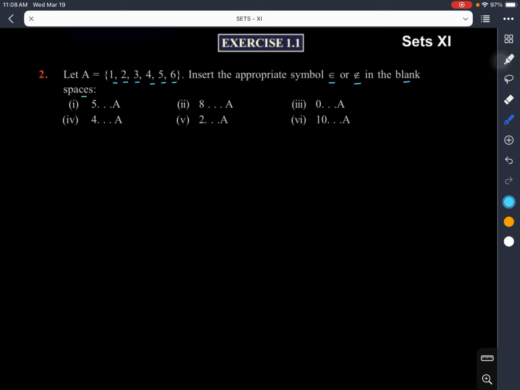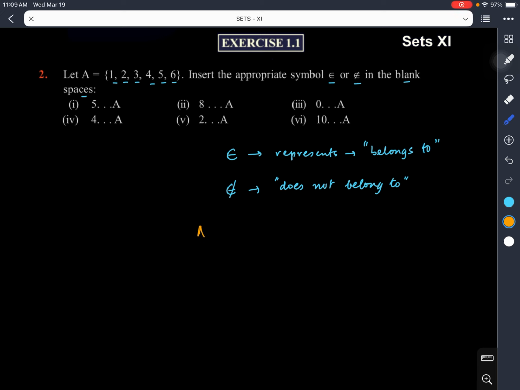So let us first of all try to understand what this symbol means. Epsilon is a Greek alphabet which in mathematics represents something called "belongs to". Similarly, epsilon naught represents "does not belong to". We'll be using these symbols over and over again.